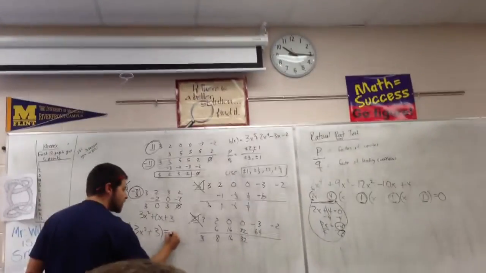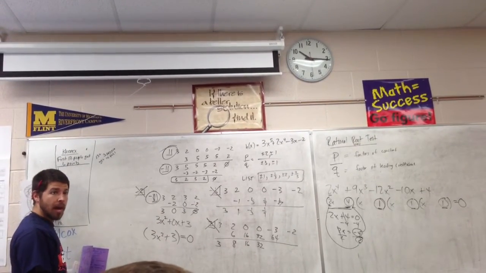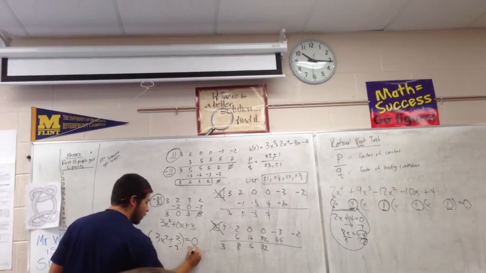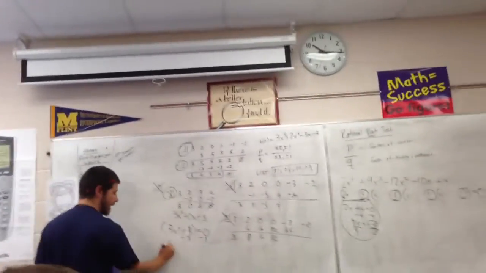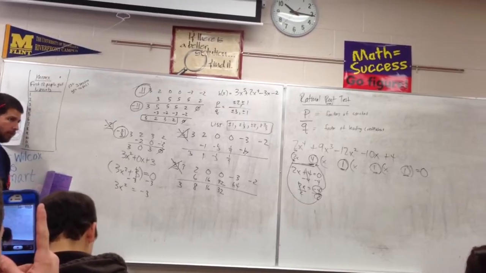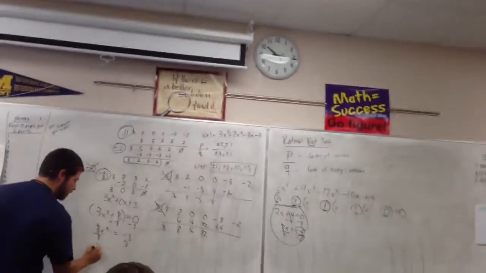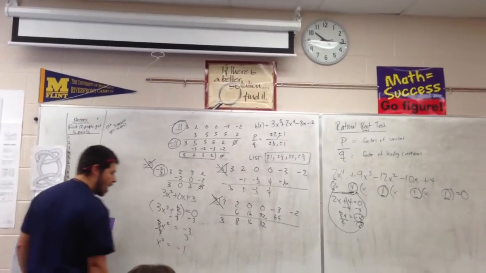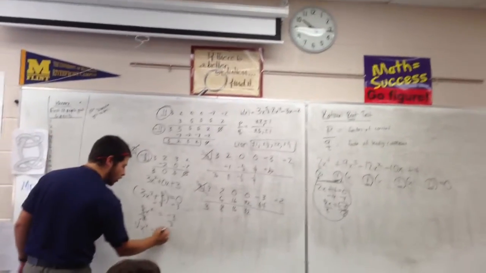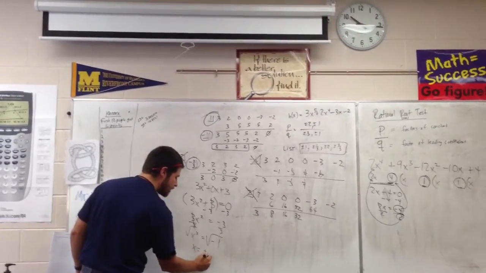Let's set this thing equal to 0 and find them. You ready? Minus 3 from both sides. And it is 3x squared equals negative 3. Right? And I divide by 3 on both sides. Negative 3 divided by 3 is negative 1. And when I take the square root, what are my other two roots? Plus or minus i.